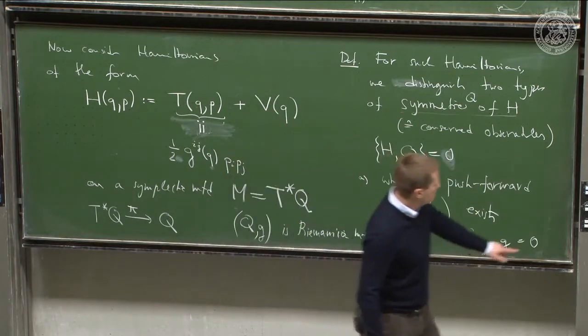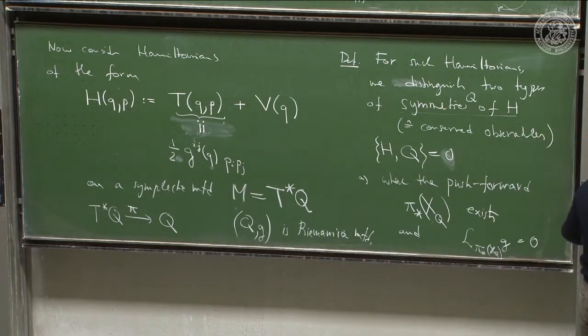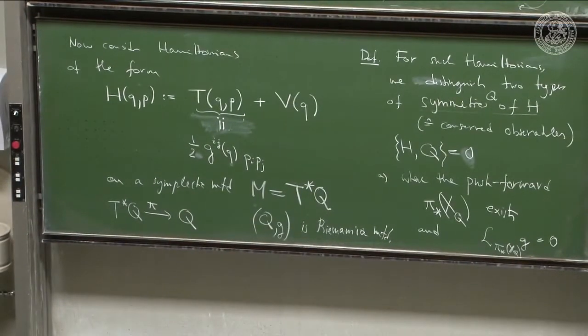This is called a kinematical symmetry. Such a Q is called a kinematical symmetry. And B are all the other Qs.